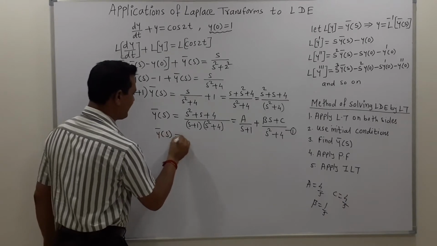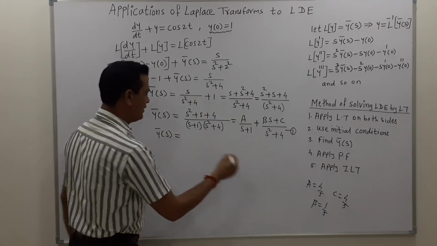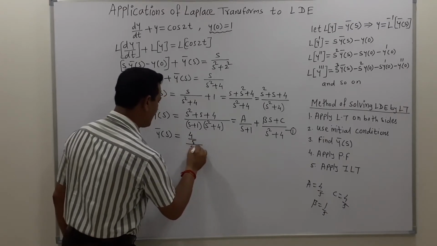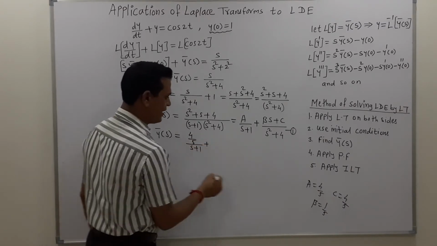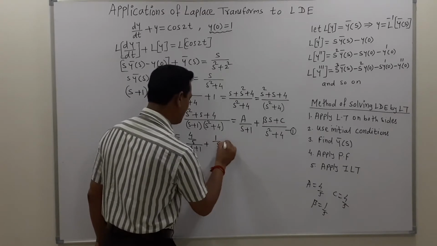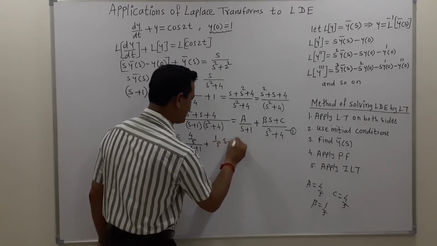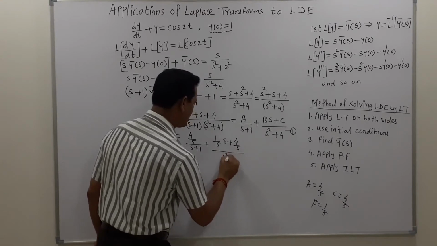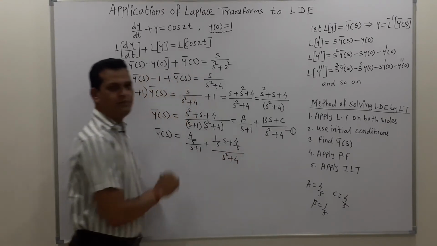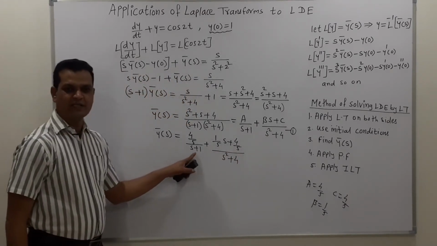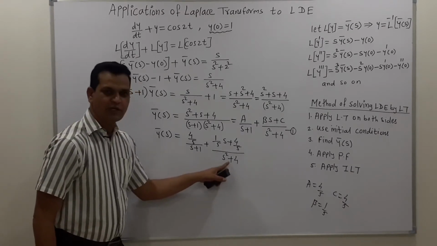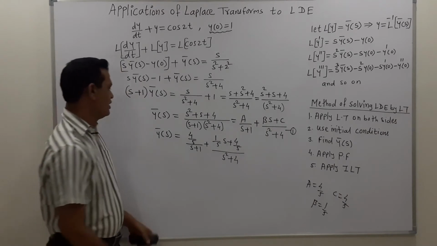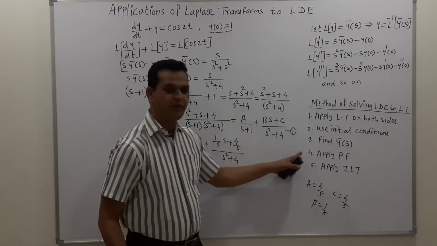So y bar of s is equal to a. The value of a is 4 by 5 divided by s plus 1, plus the value of b is 1 upon 5 s, plus c, which is 4 by 5 upon s square plus 4. So here this denominator is in our standard form, this is also in our standard form, so that we can easily get the inverse Laplace transformation. So now this is our step number 4.